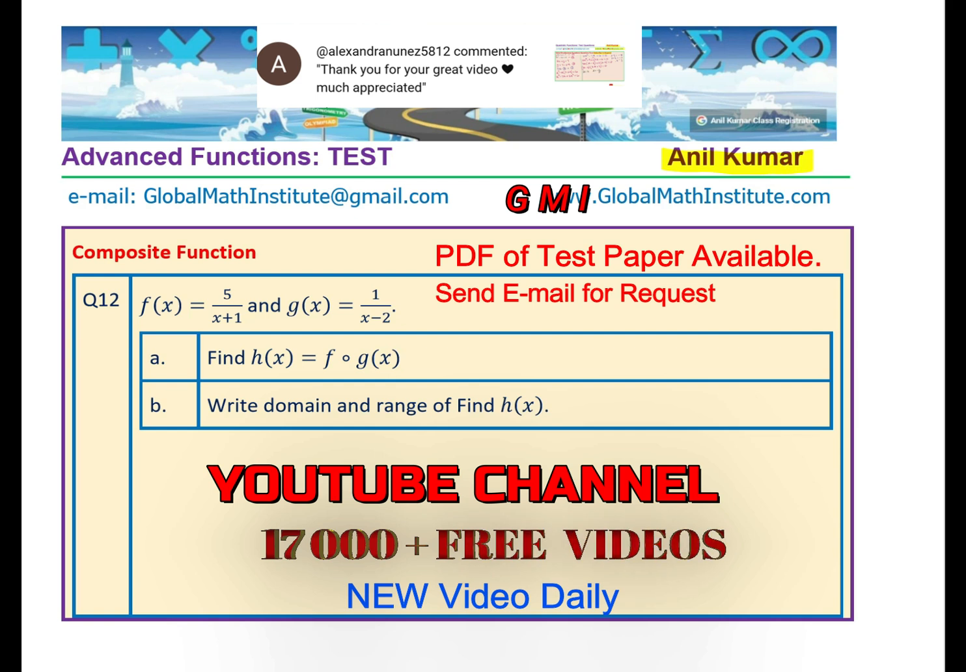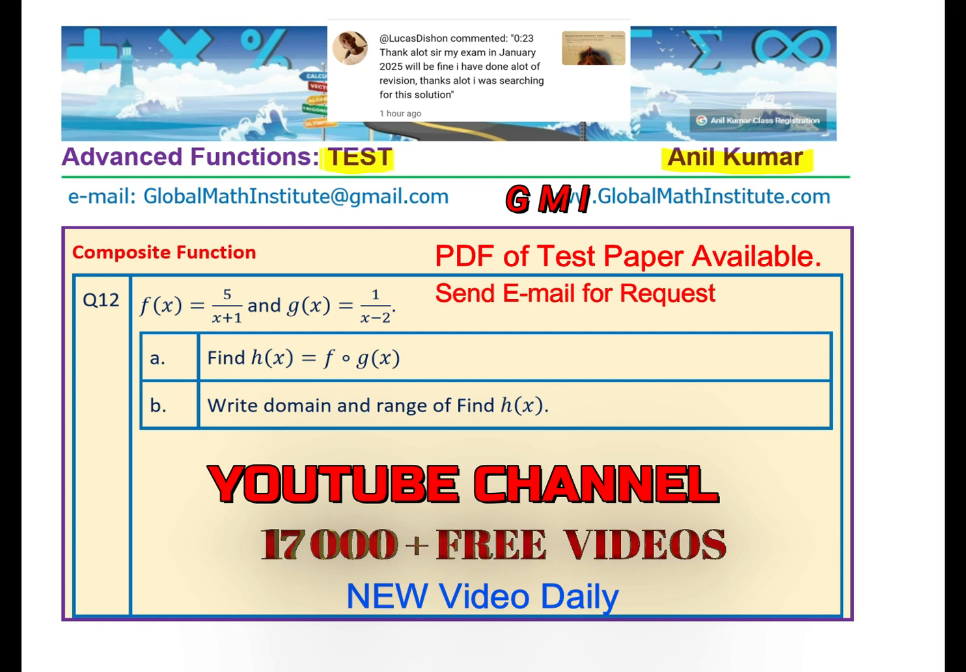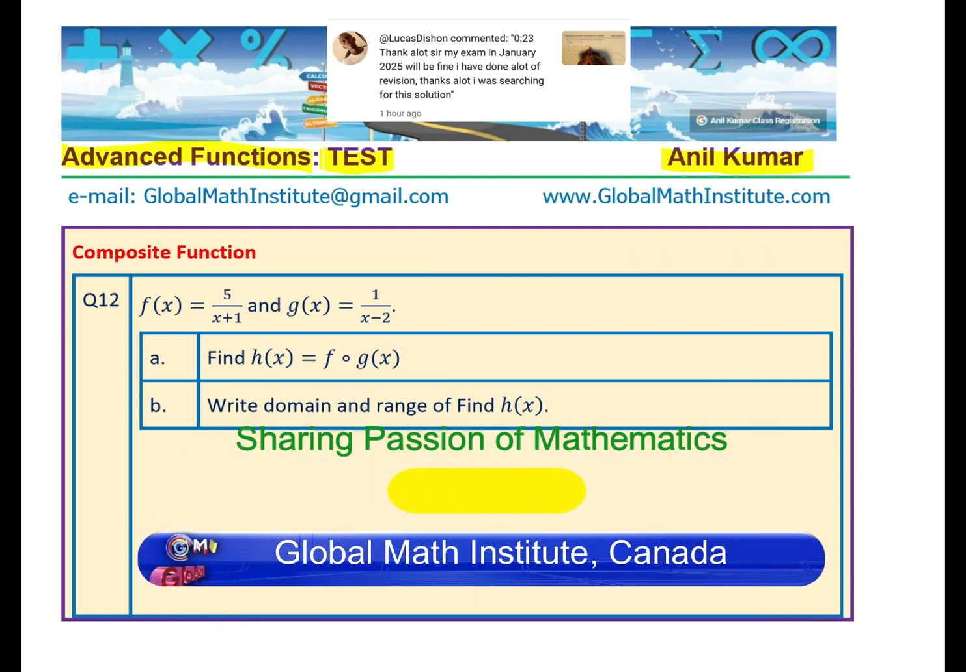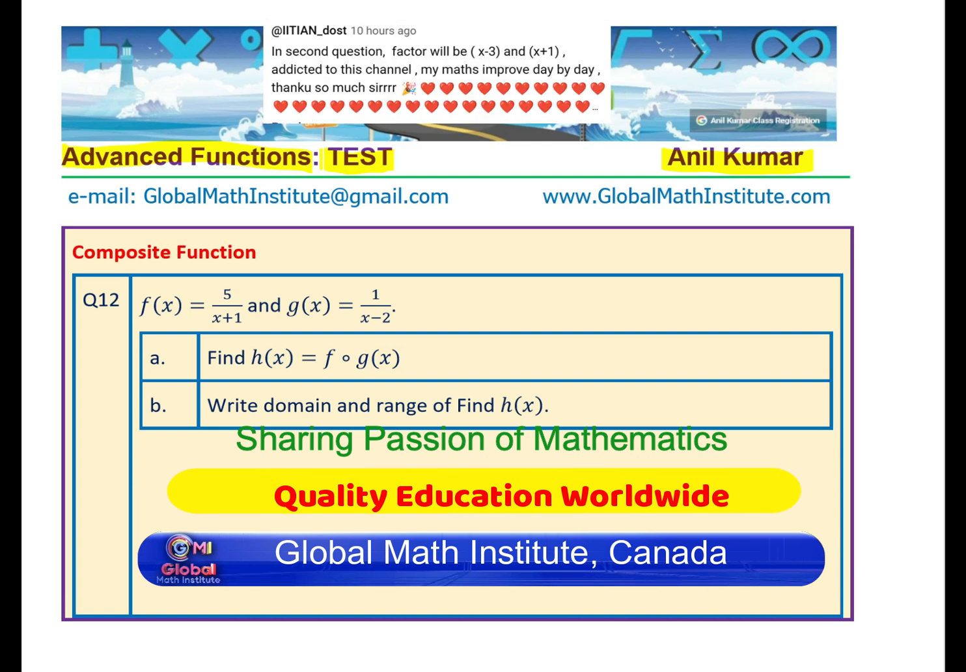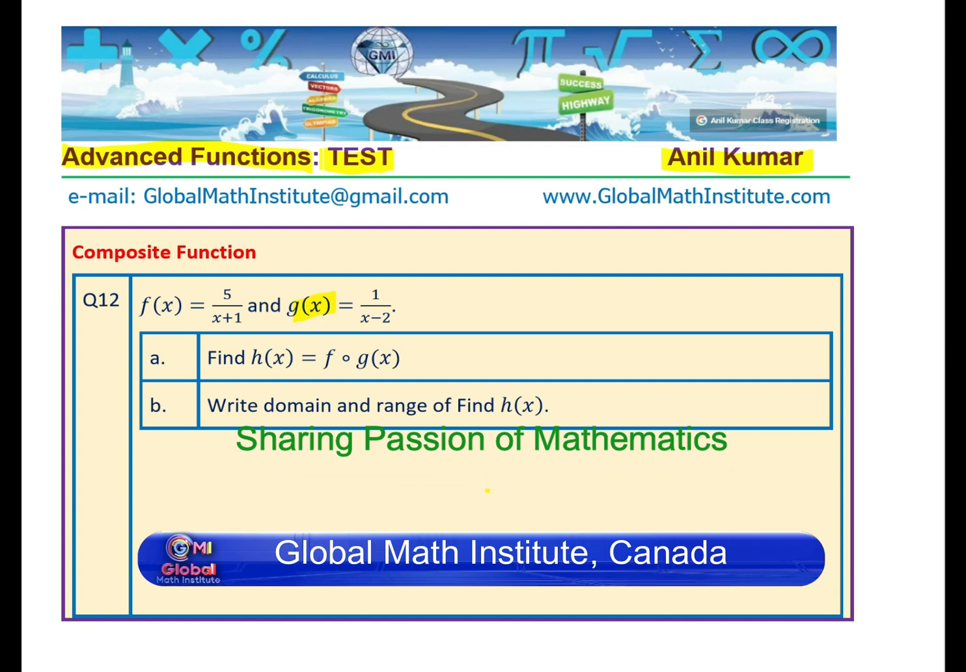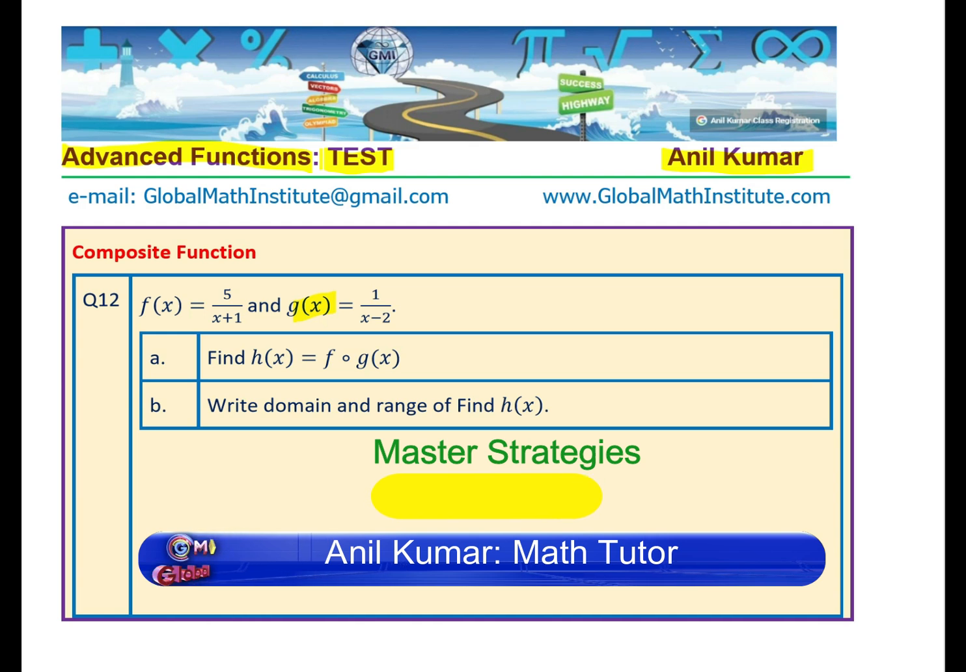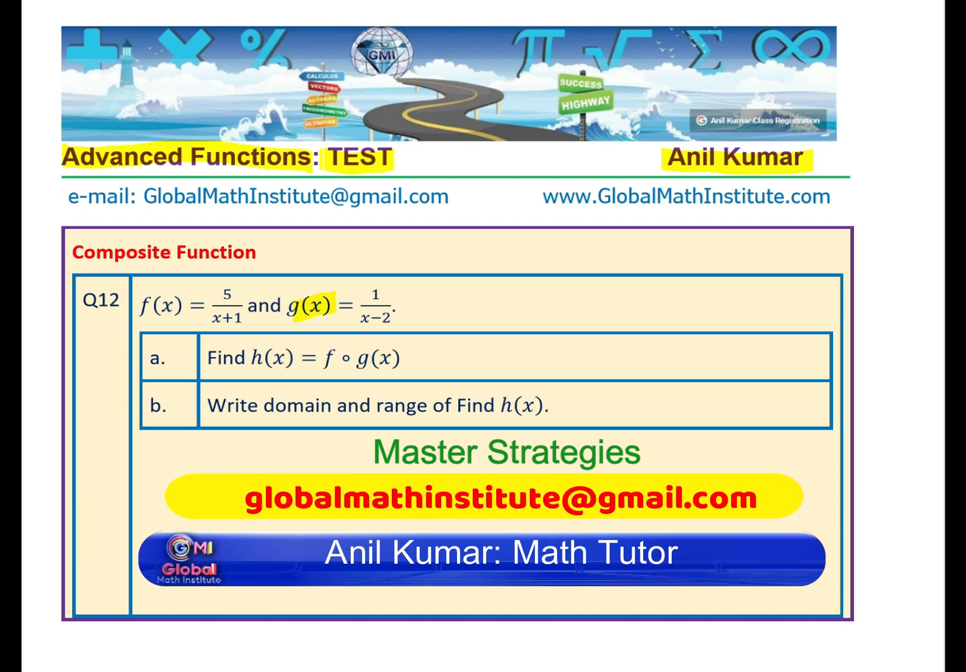Let us now look into the solution of question number 12 from our test paper on advanced functions. f of x equals 5 over x plus 1 and g of x is 1 over x minus 2. You need to find the function h of x, which is f of g of x. Part B is write domain and range of h of x.